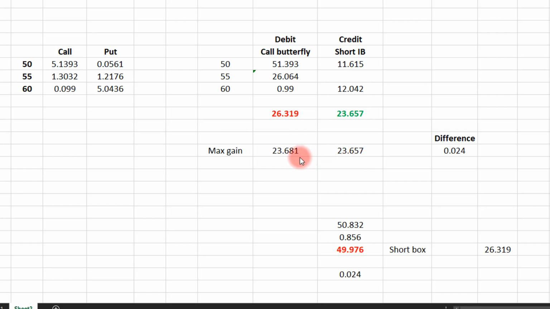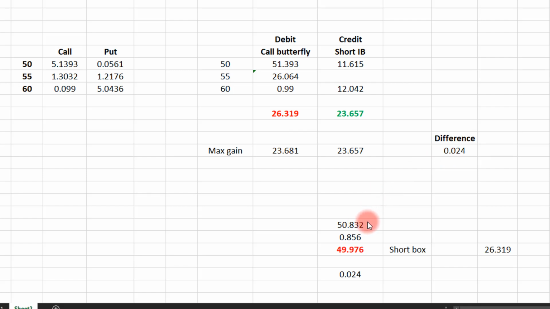Now let's compare. The debit spread trader can make 23.681, a little bit more than the credit spread trader. How much more? Well, if we subtract them out, it's about 2.4 cents. So why is the debit spread trader coming out a little bit ahead for the maximum gain? That's because the credit spread trader also sold this box spread. So let's take a look at that down here.